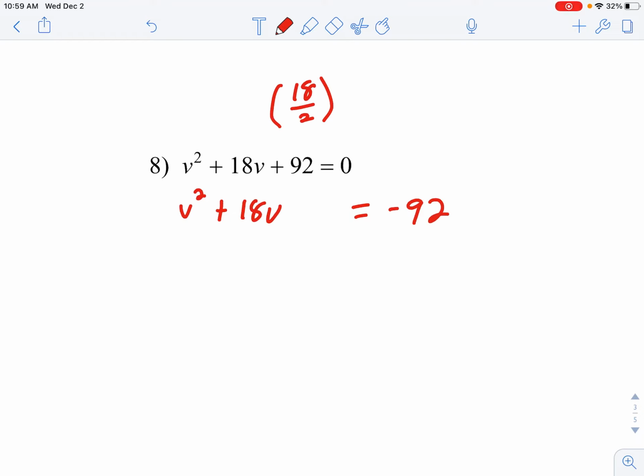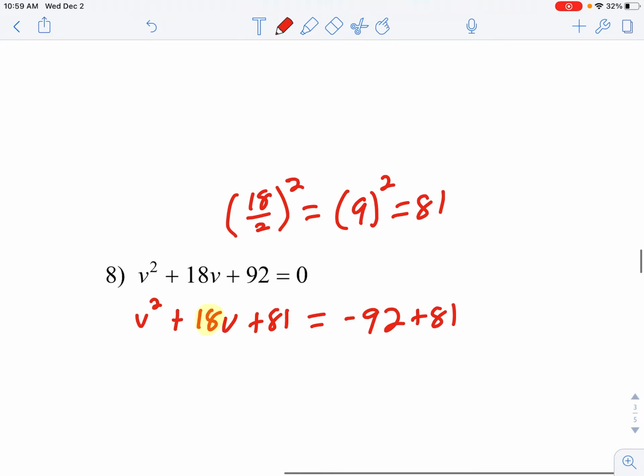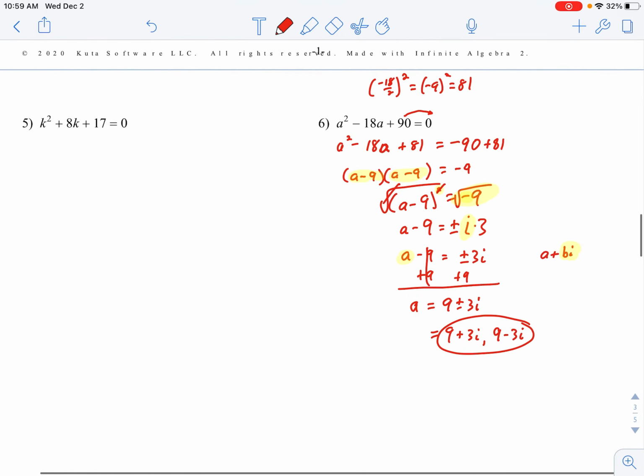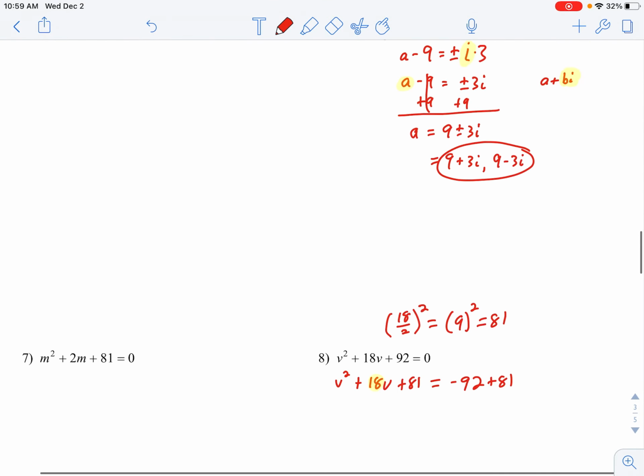So you take the number in front of the v, or whatever that variable is, cut it in half, and square it. So half of 18 is 9, squared. 9 squared is 81. It's always positive 81, so we're going to add 81 to both sides. In fact, that's kind of like the last problem, isn't it? It's almost exactly the same, a little bit different.